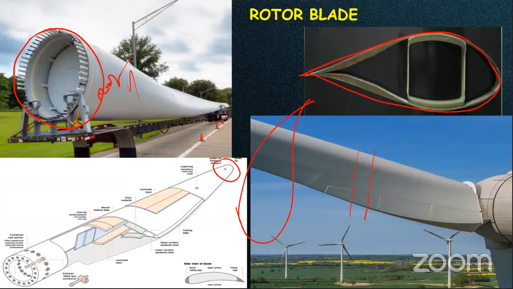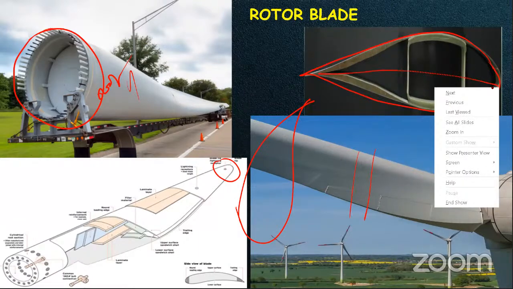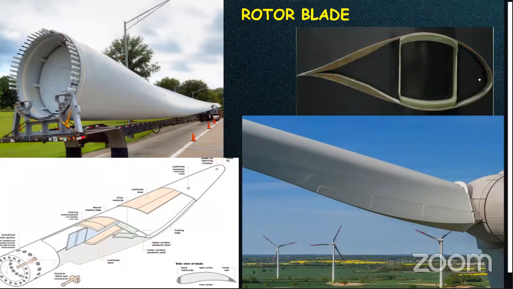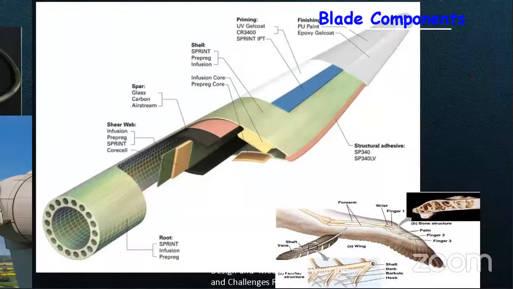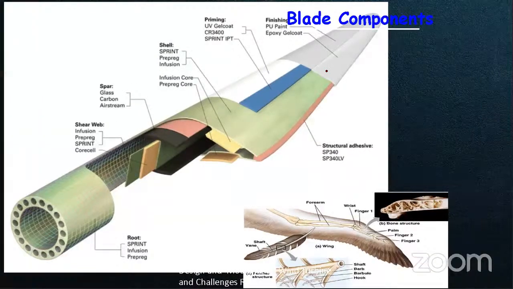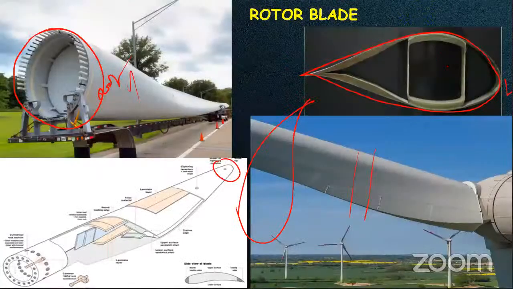Here you can see the blade. It tapers in chord. Chord means the line joining the leading edge and the trailing edge. When you join a line between the leading edge and the trailing edge, this line is called the chord line. You can see the chord, and it tapers in chord.